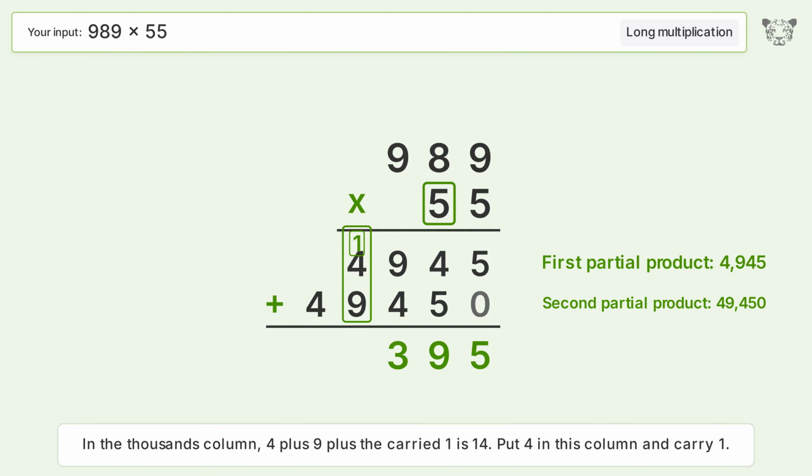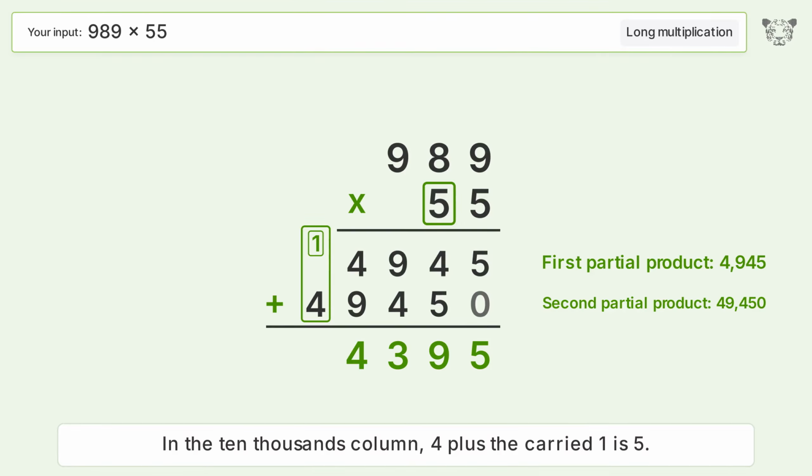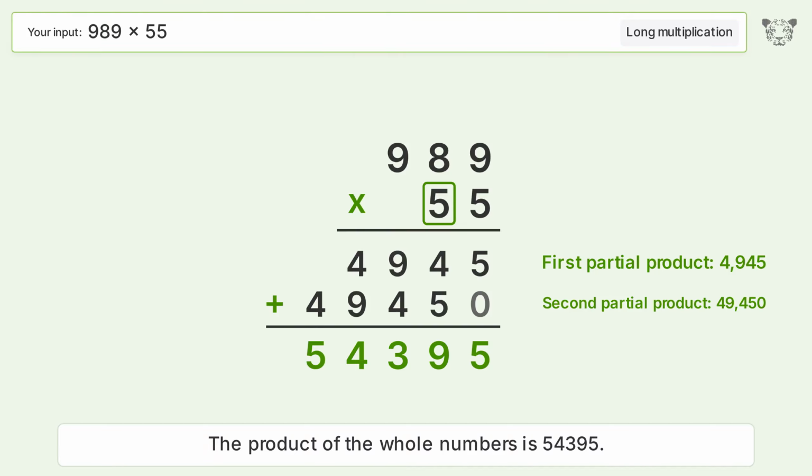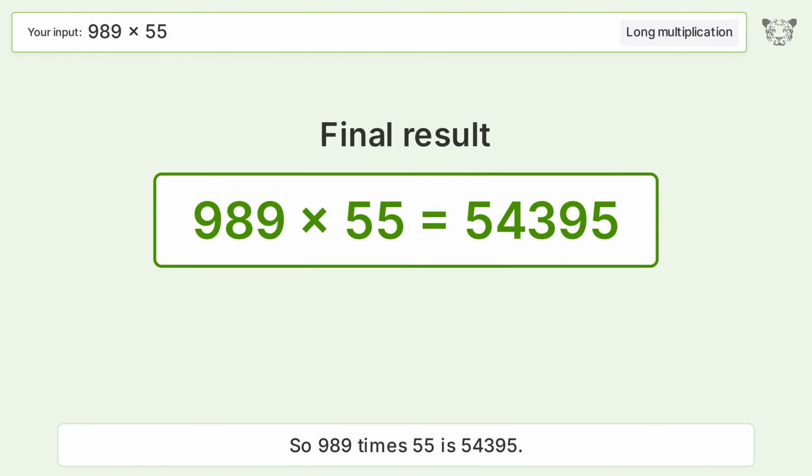In the thousands column, 4 plus 9 plus the carried 1 is 14. Put 4 in this column and carry 1. In the 10,000s column, 4 plus the carried 1 is 5. The product of the whole numbers is 54,395. So 989 times 55 is 54,395.